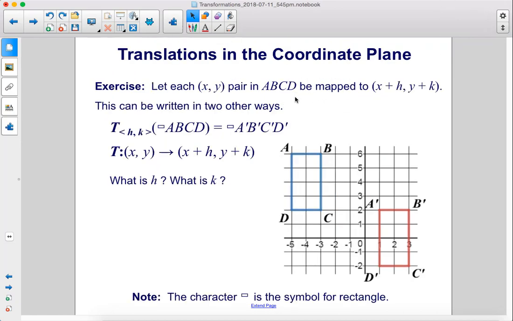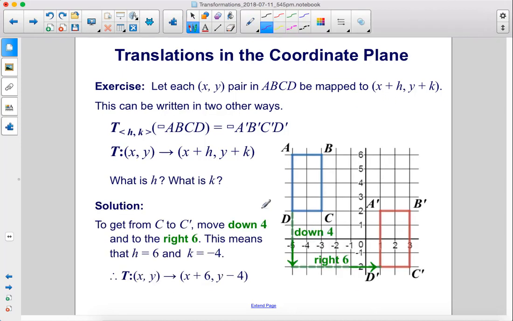Here's an exercise. Let each x-y pair in ABCD be mapped to (x plus h, y plus k). This can be written in two other ways, here and here. What is h? What is k? Here's our solution. To get from C to C prime, we would move down 4 and to the right 6. So this means that h equals 6 and k equals -4.